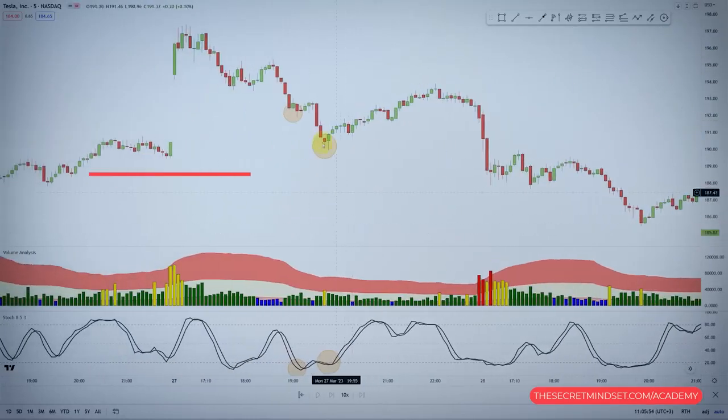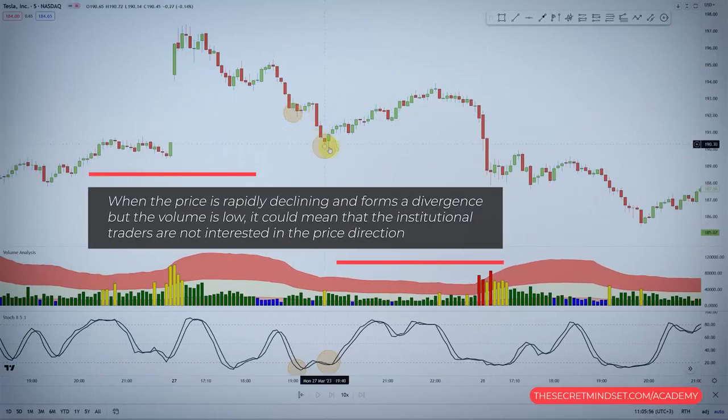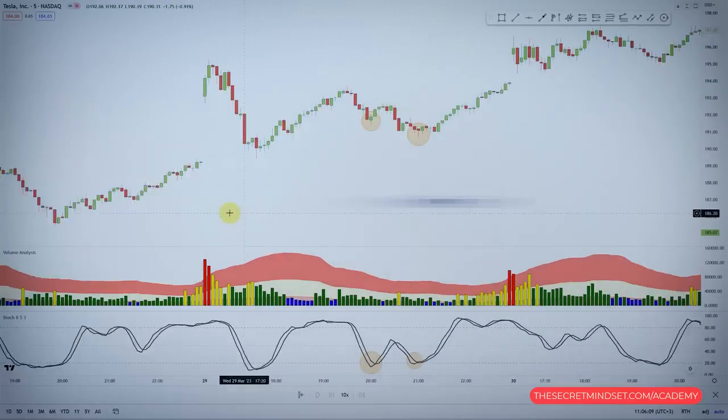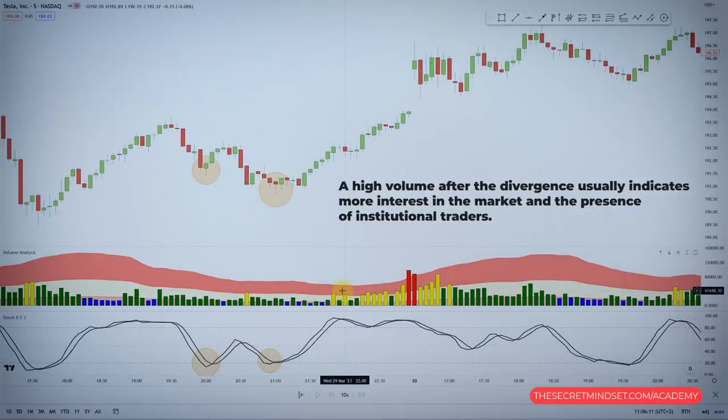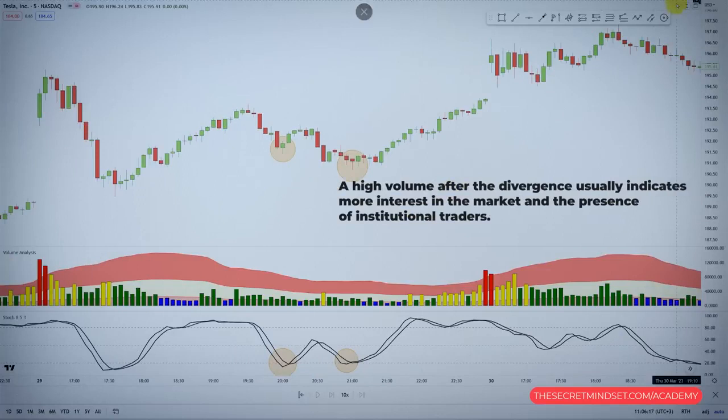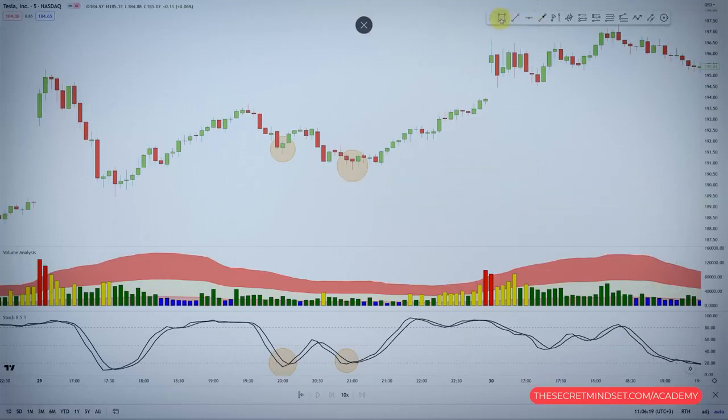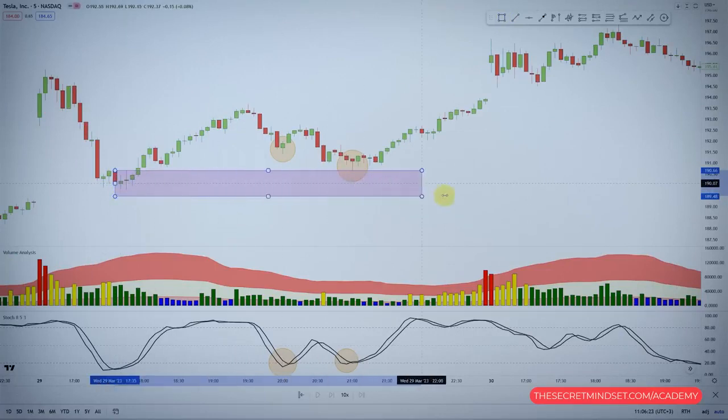Similarly, when the price is rapidly declining and forms a divergence, but the volume is low, it could mean that the institutional traders are not interested in the price direction, so the price might soon reverse to the upside. A high volume after the divergence usually indicates more interest in the market and the presence of institutional traders. A divergence confirmed by a rising volume represents one of the safest trades.